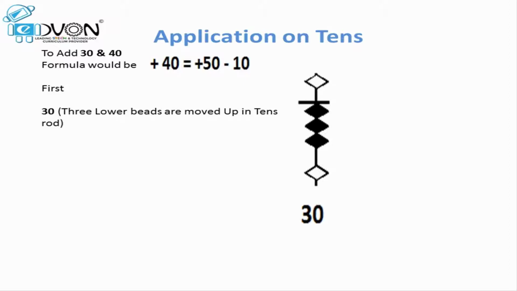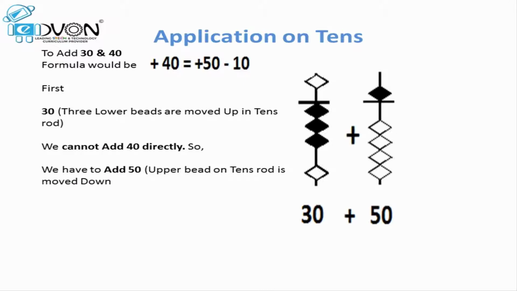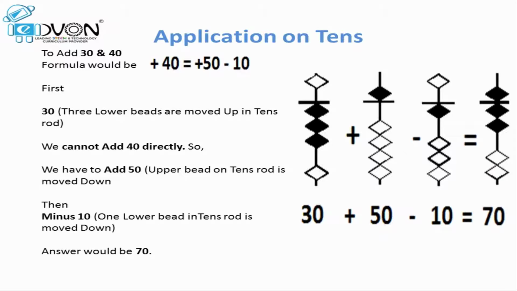Now to add 40 indirectly, we will add 50. We will move upper bead down and subtract 10. We will move one lower bead away from the calculation bar. As a result, we get upper bead and 2 lower beads touching the calculation bar. So our answer would be 70.